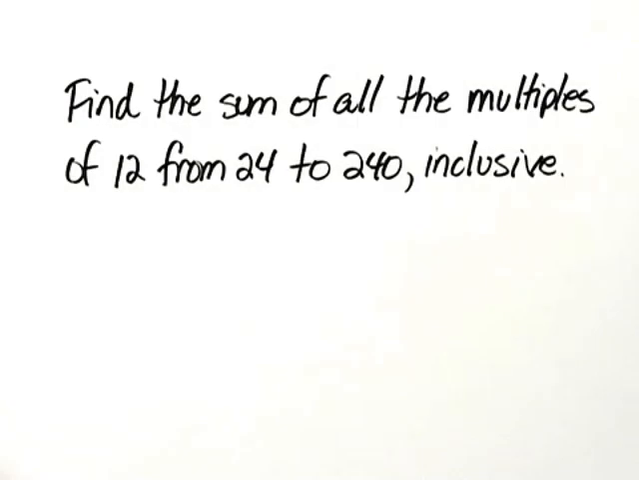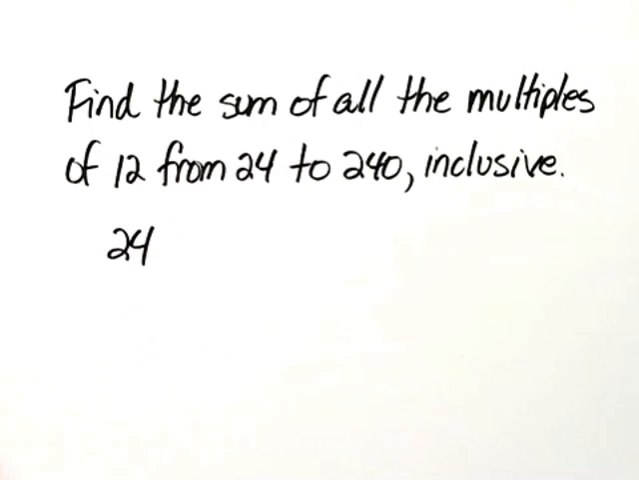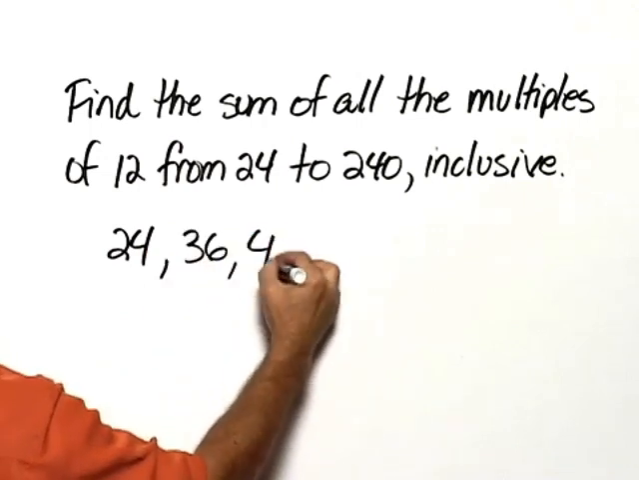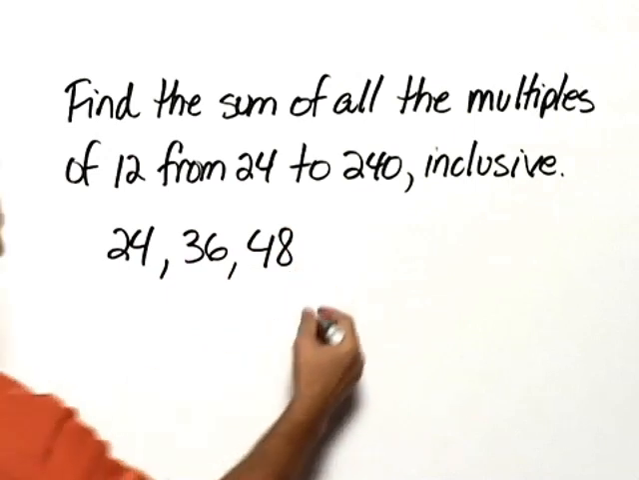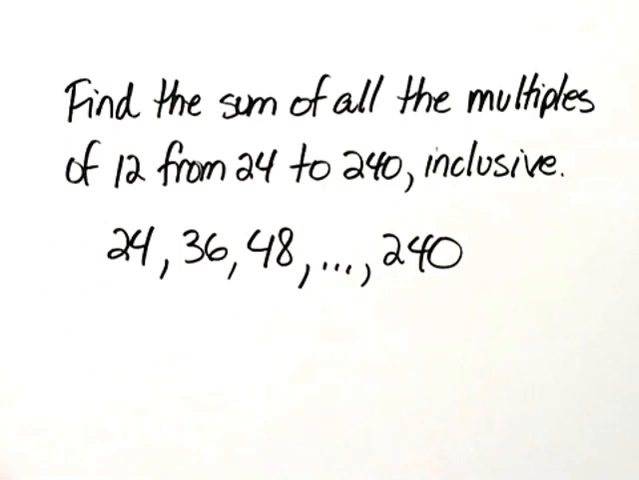Find the sum of all the multiples of 12 from 24 to 240 inclusive. So starting with 24, that's of course 12 times 2. Then 12 times 3 is 36, 12 times 4 is 48, and then of course we're going to keep going all the way up to 240.